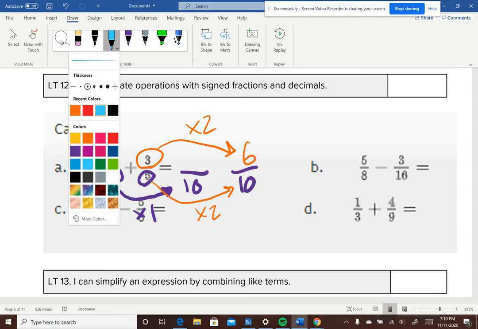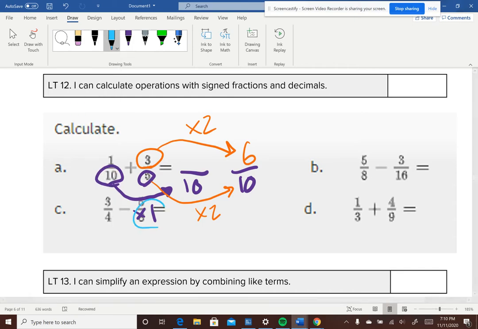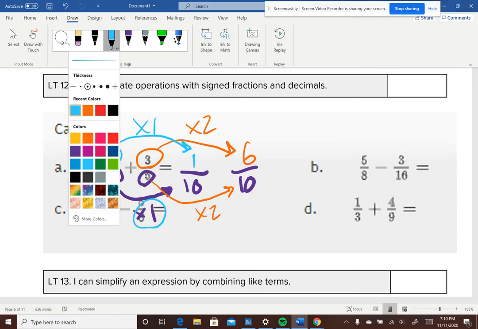And then over here in a beautiful light blue, I'm going to multiply my numerator by 1, just like I did my 10 multiplied by 1. 1 times 1 is going to give me 1 over 10. It's just going to stay the same. And so here, now I'm going to add these two fractions together.